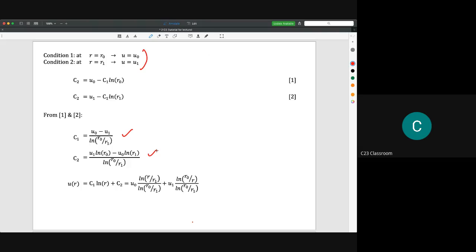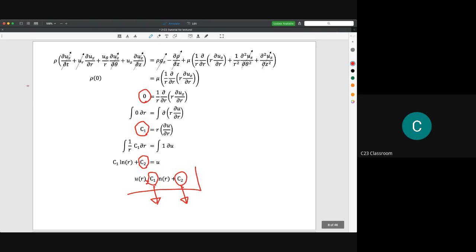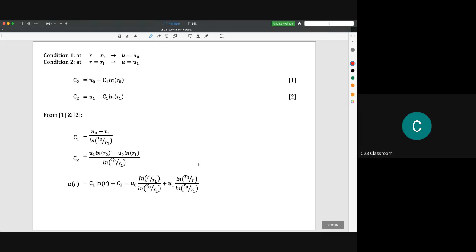And then you could rearrange, and substitute the values of C1 and C2 in this general equation. So this is the general equation that we got previously. So we substitute the C1 and C2 here. So finally, we will get the final form of UR like this.